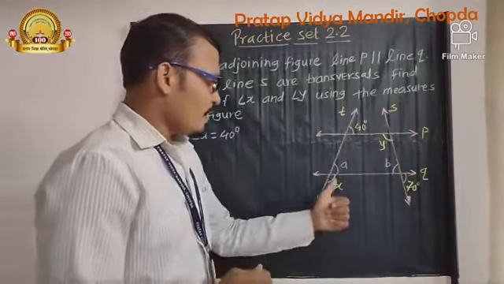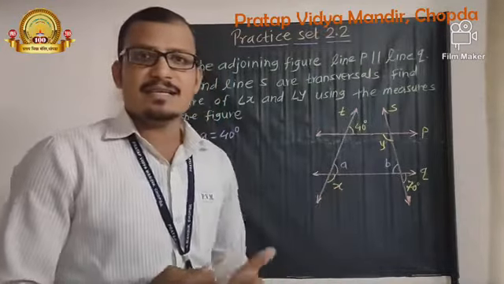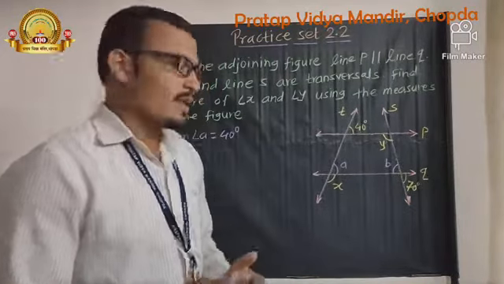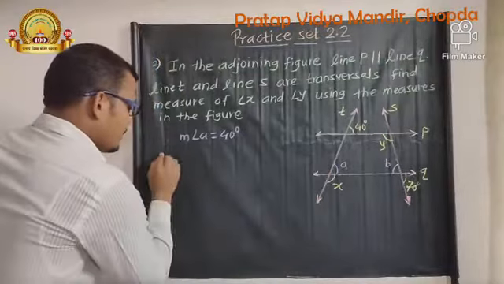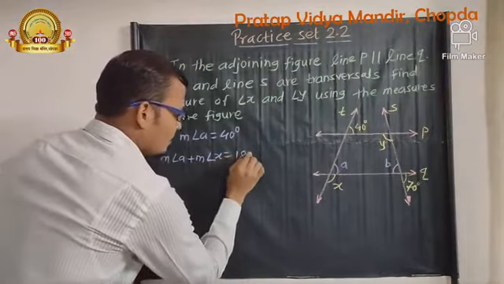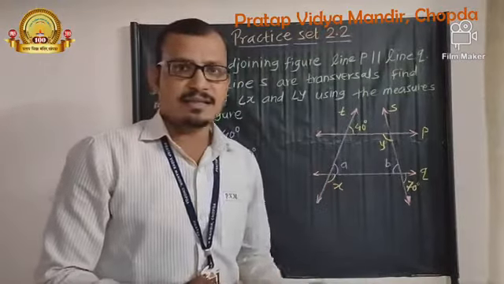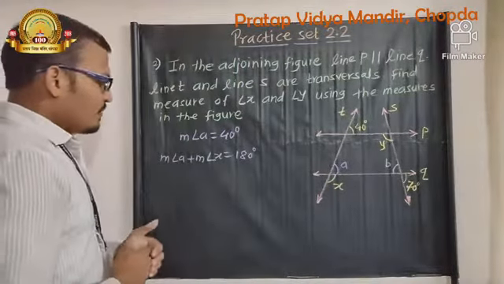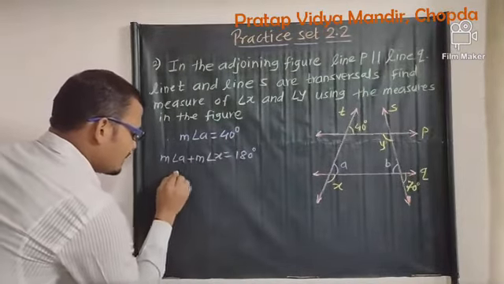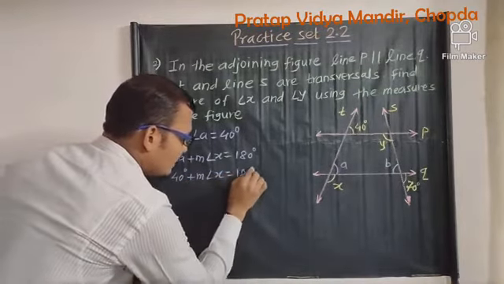But friends, this angle A and this angle X are the angles in linear pairs, and we know that the sum of the angles in linear pairs is 180 degrees, and hence measure angle A plus measure angle X is equal to 180 degrees. Why 180 degrees? Because these two angles are angles in linear pairs. But measure angle A is 40 degrees. So put the value of measure angle A, 40 degrees, plus measure angle X is equal to 180 degrees.